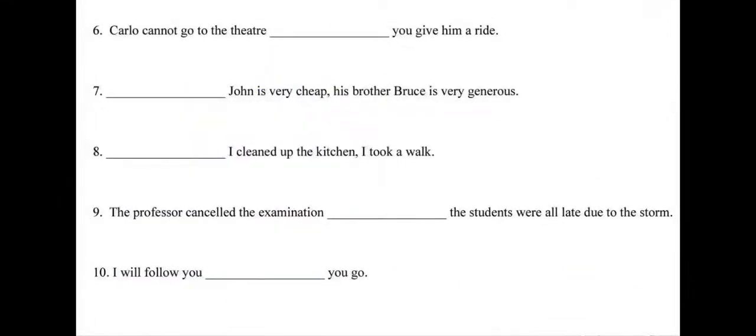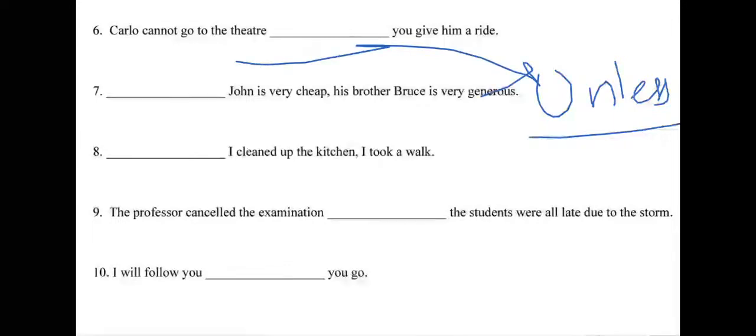The sixth one is Carlo can't go to theater. They should give him a right. If you don't give him a right, the person is not going to get to the theater. It would be: unless you give him the bike. Unless. Sixth one, unless.